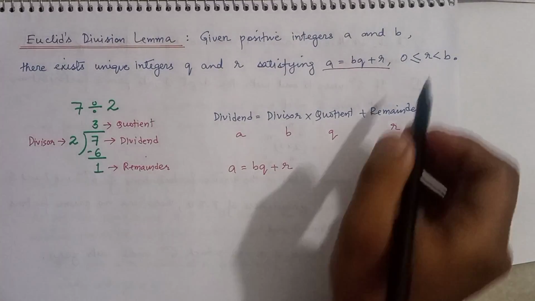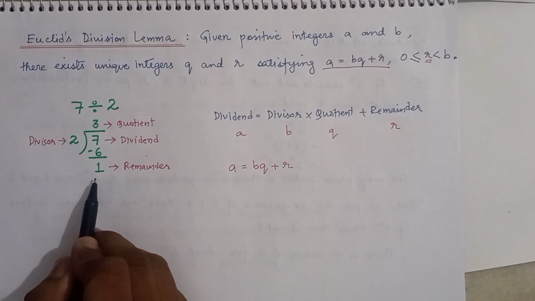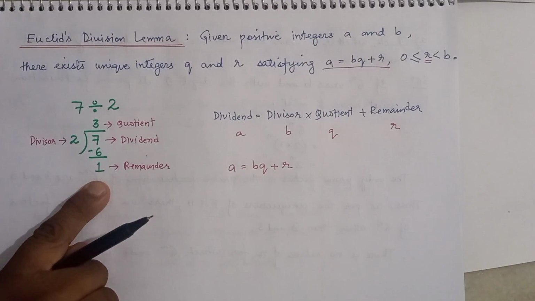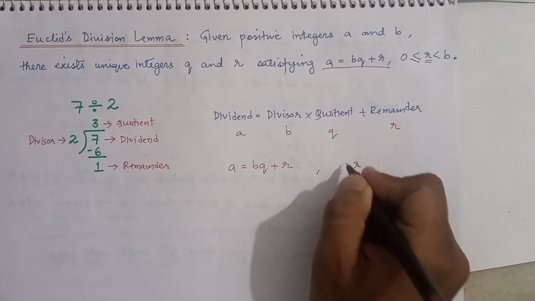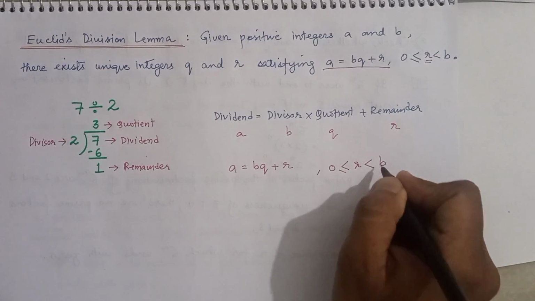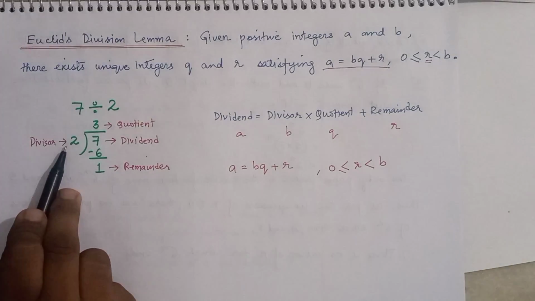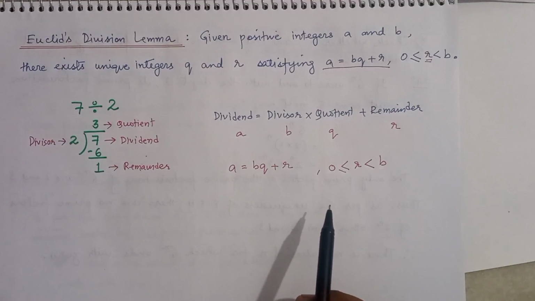And we know that the remainder can be 0 or it can be greater than 0. In this case, it is greater than 0. So the remainder can be greater than or equal to 0, but the remainder is always less than the divisor. So this is our Euclid's division lemma.